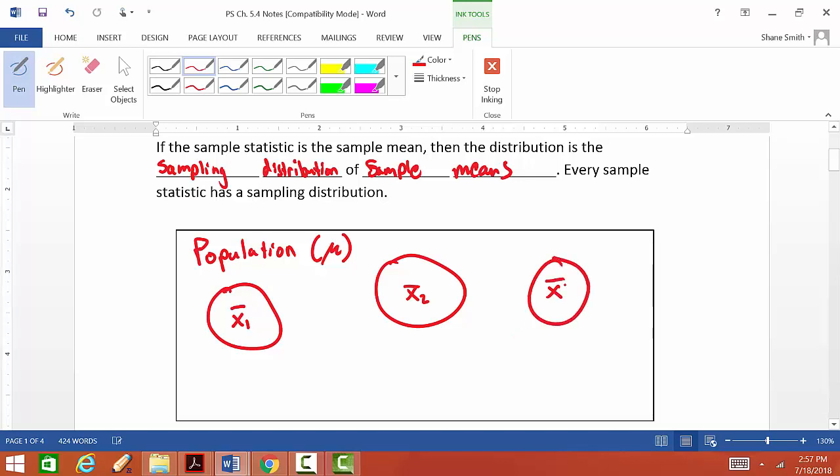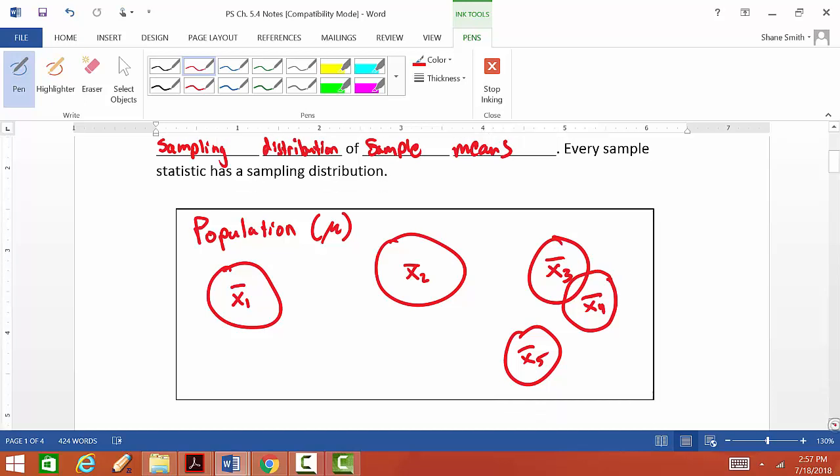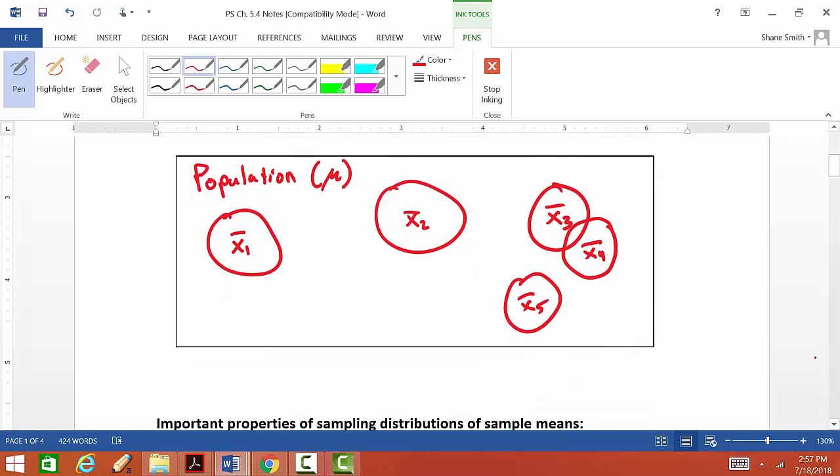And we keep doing this. So we get a third sample, get the mean. These samples could overlap, by the way. And we do this again and again and again. Eventually, all these x bars get us what's called the sampling distribution of sample means. And it turns out this sampling distribution has properties.